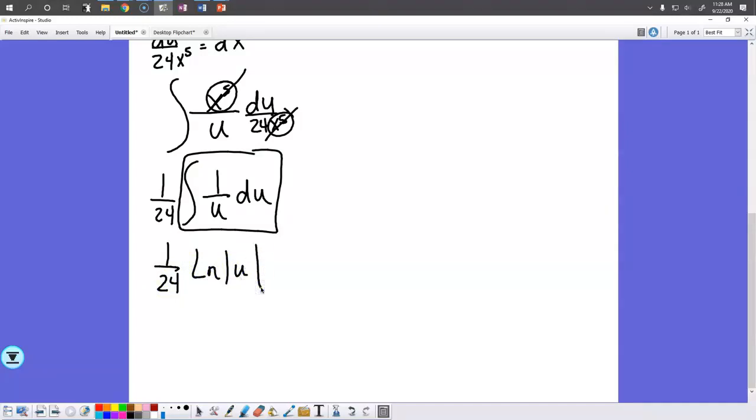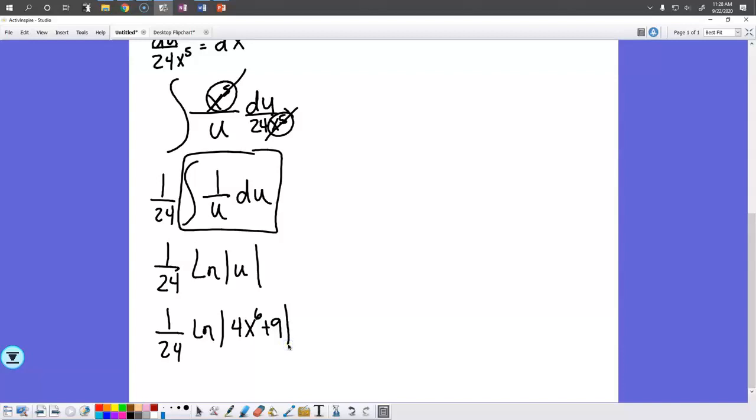Now, I'm not going to put my plus c on here. I'll explain why in a little bit. But for now, we have this. And then, of course, we're just going to go ahead and put the u back in. My u was, what was that? It was like 4x to the 6th power plus 9. I think that's what my u was.